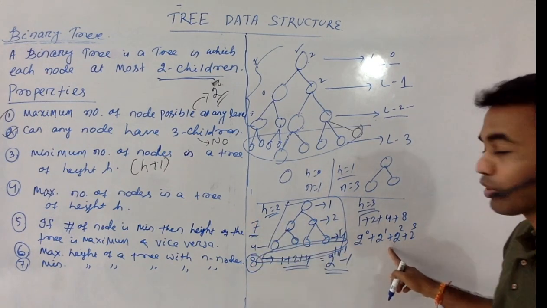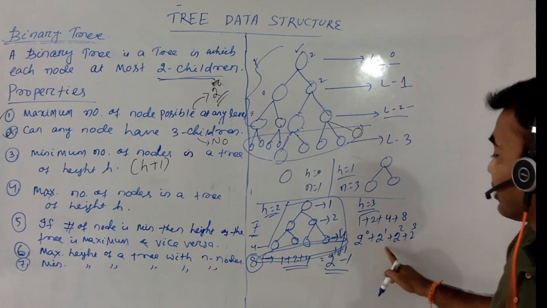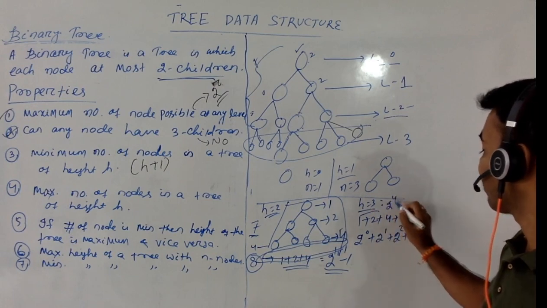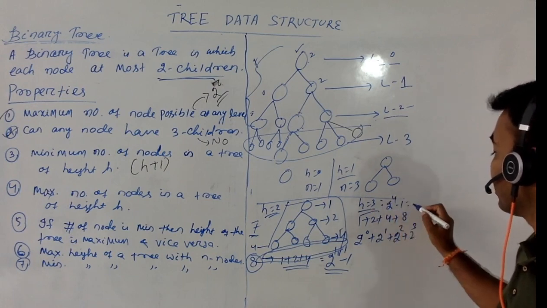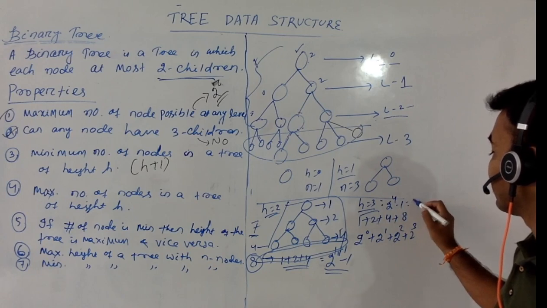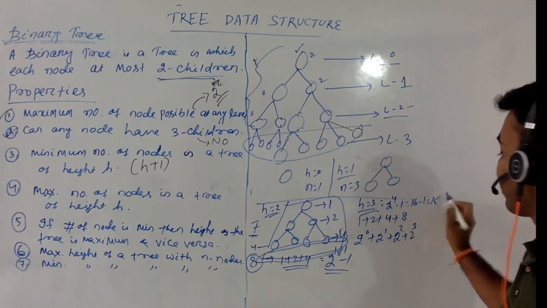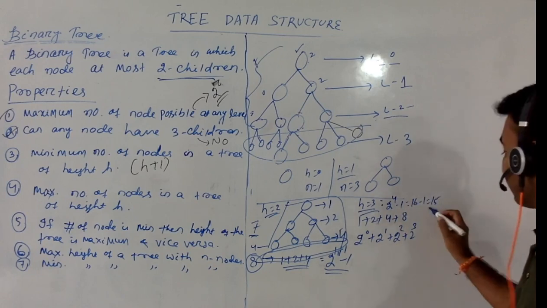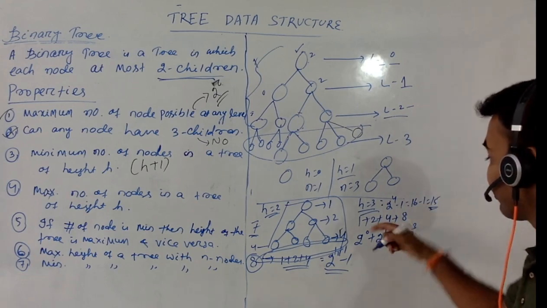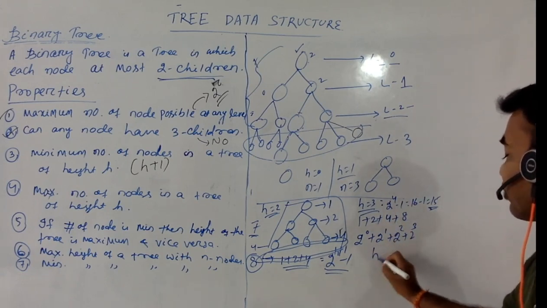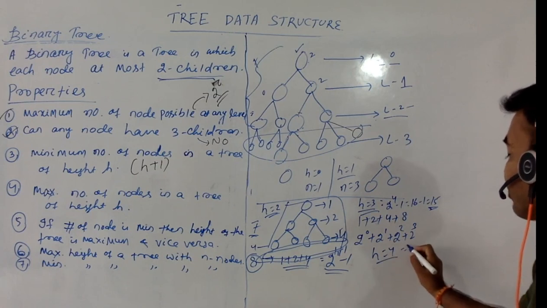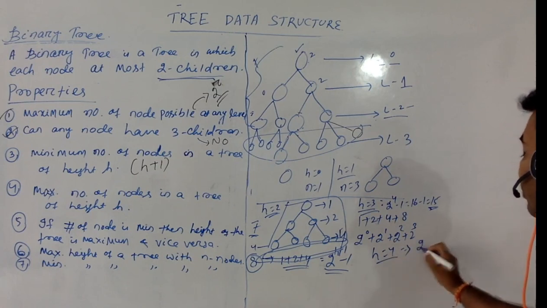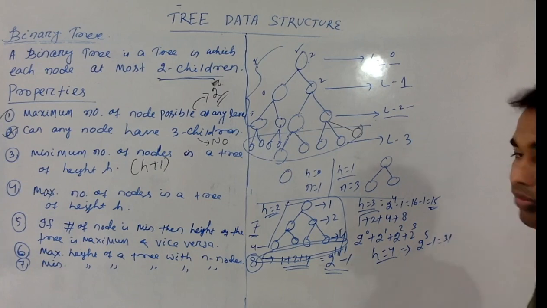So how much is this going to be then? It is going to be 2 to the power 4 minus 1, which is 16 minus 1, which is going to be 15, right? Similarly, for the next level, h equal to 4, how many nodes are present? It is going to be 2 to the power 5 minus 1, which is 32 minus 1, which is 31.